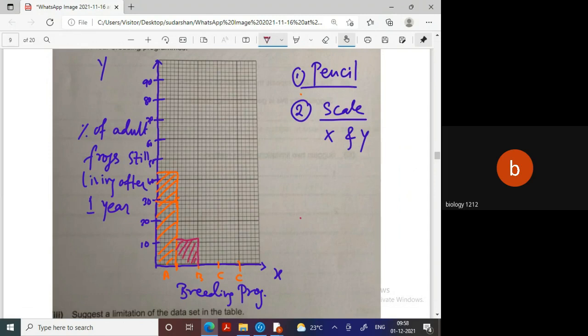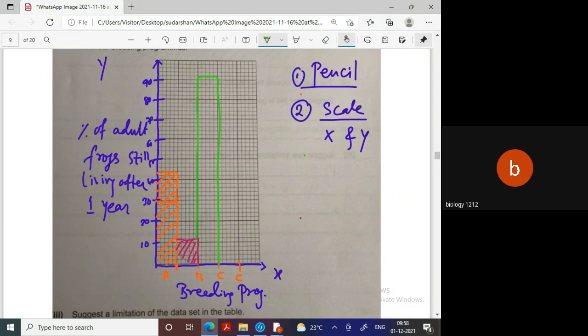The third one is C. C shows 92. So let's go for the 92 here, and 92 will give you this value. So I think that's correct. So that's the value of the C breeding program.